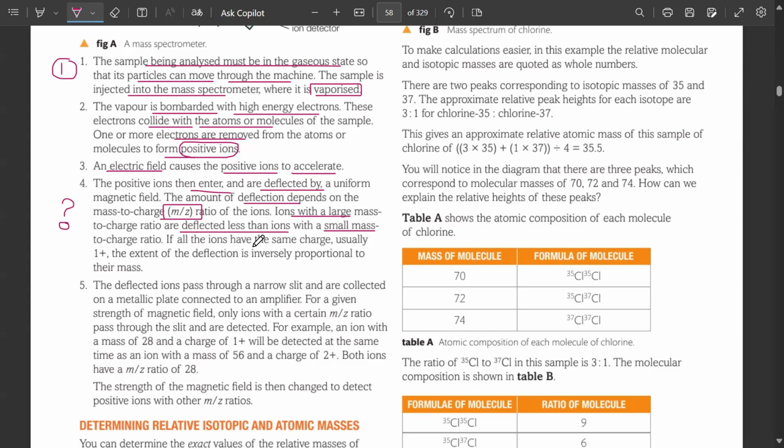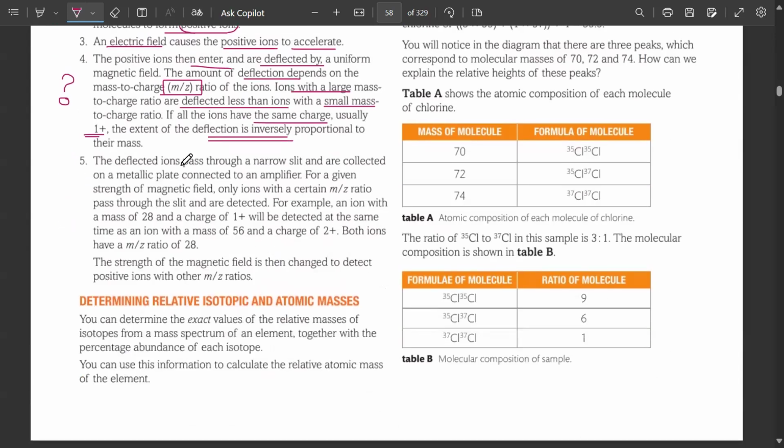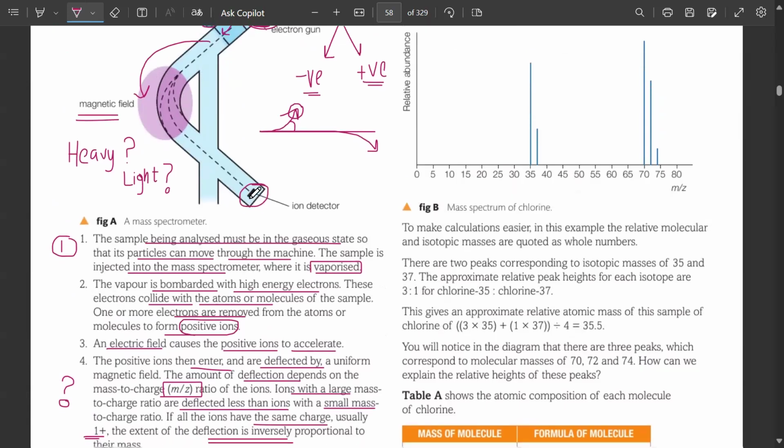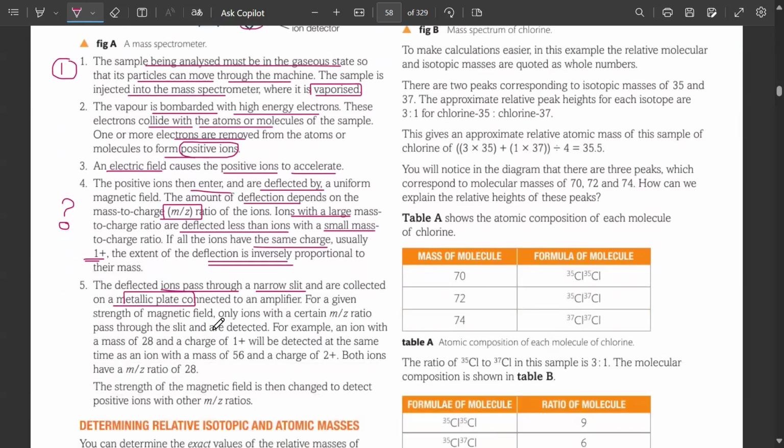And if all the ions have the same charge, usually let's say 1+ for all, the extent of the deflection is inversely proportional to their mass. Now the deflected ions pass through a narrow slit and are collected on a metallic plate connected to an amplifier. At this point they get collected at an amplifier. For a given strength of magnetic field, only ions with a certain mass to charge ratio pass through the slit and are detected. For example, an ion with a mass of 28 and a charge of +1 will be detected at the same time as an ion with mass 56 and charge 2+.